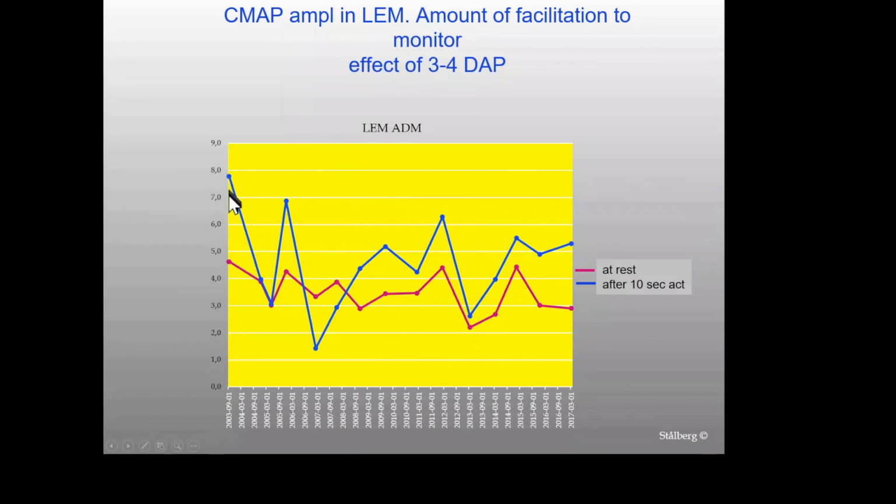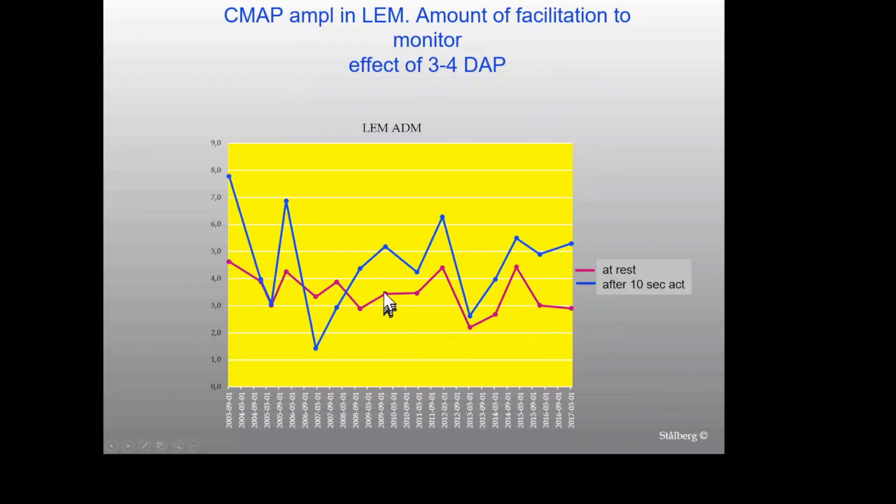Here's a patient that we followed over many years with repeated studies of the CMAP amplitude after only one stimulus. Here is the first stimulus, and this is after voluntary activation for 10 seconds. And you see how the amplitude here in the beginning of the time when we saw the patient has increased quite considerably, and there is a therapeutic gap here between what we see here before and after stimulation.